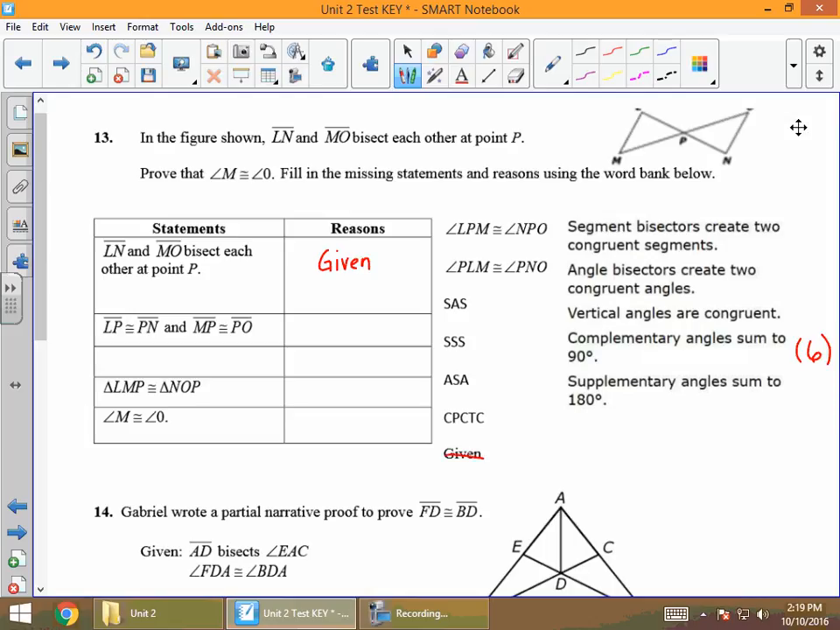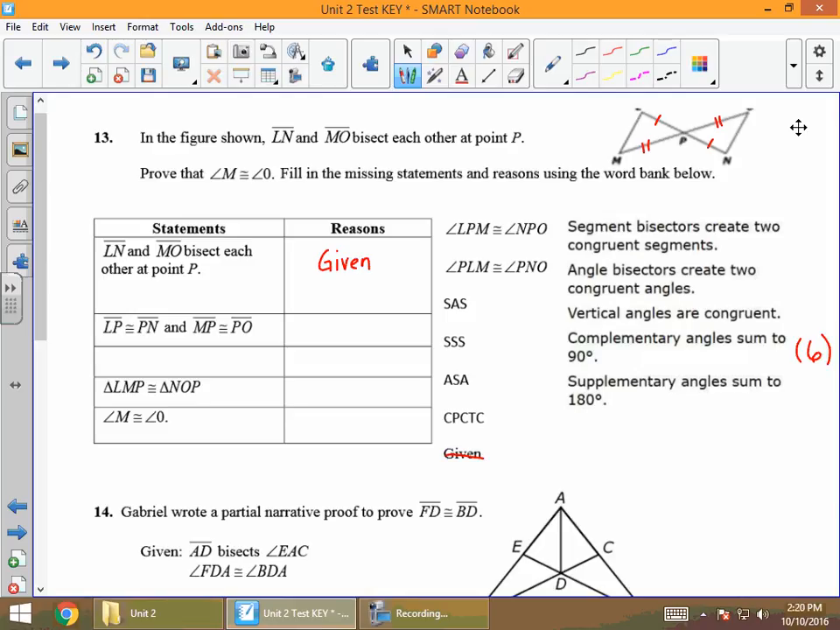So, if LN and MO bisect each other, then why do LP and PN have to be congruent? Also, why do MP and PO have to be congruent? Well, these two things have to be congruent because of the definition of bisect. So I'm going to look over here, I'm going to find the one that's closest to the definition of bisect.